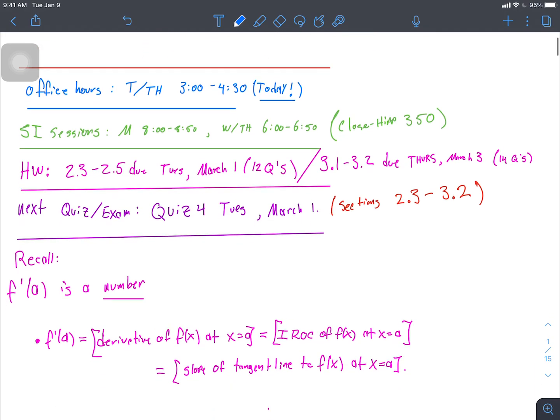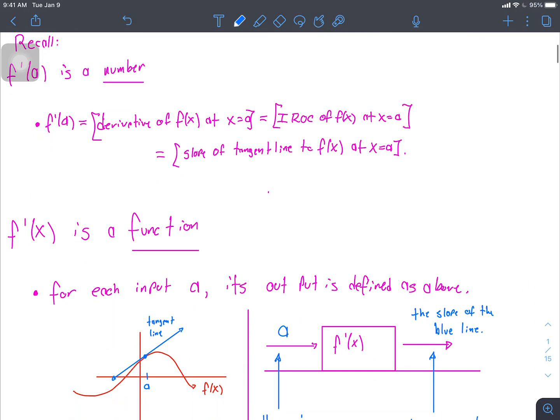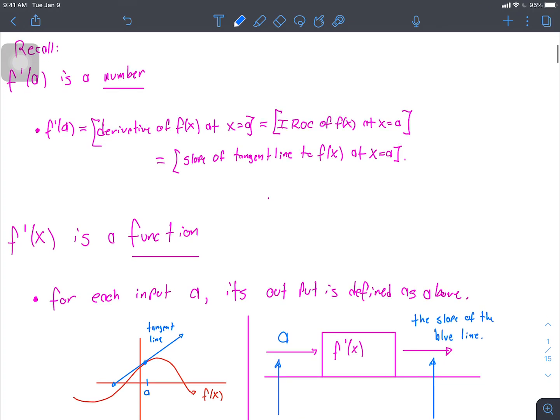All right, then I just want to really quickly recall some facts. You don't need to write all of this down, but I want to remind everyone what we've been talking about so far. I made a little recap of what we know about derivatives so far.